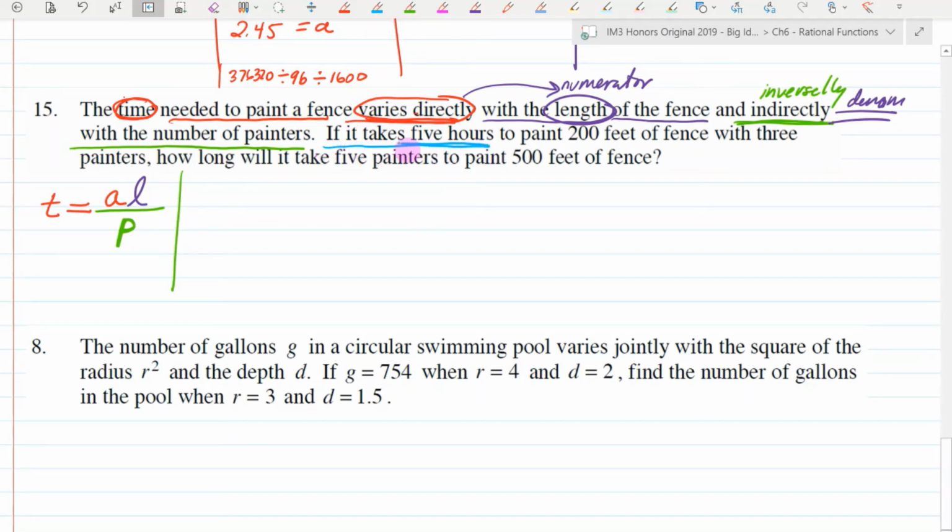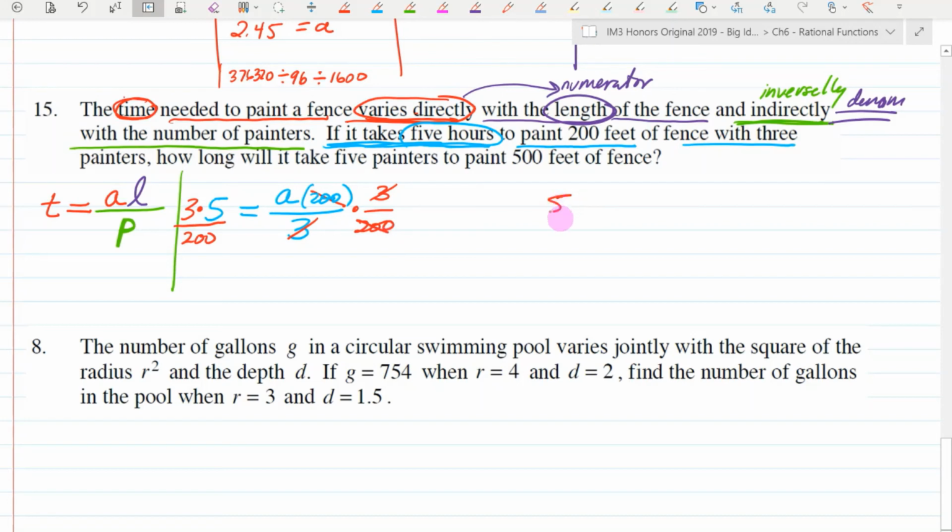It takes 5 hours, so you need to make sure everything in here will have a number except for A. 5 hours. That's T. Make sure you put the variables in the right places. 200 feet of fence. That's the length. With 3 painters. So that's what we have. In order to solve this, I'm going to multiply both sides by 3 and divide by 200. Why? Because this 3 will cancel that 3, and that 200 will cancel that 200.